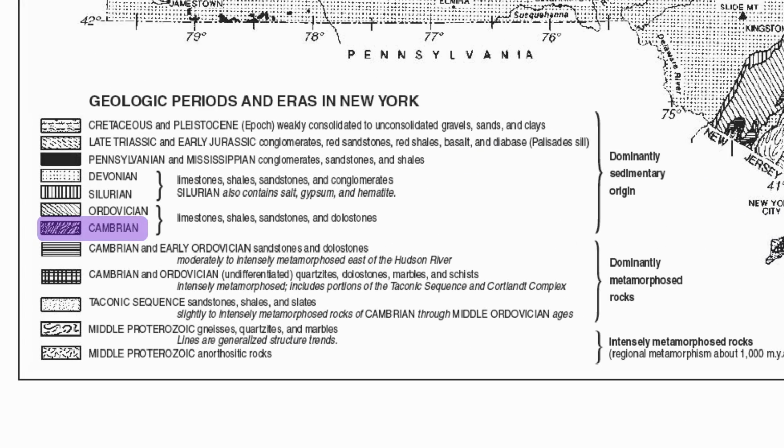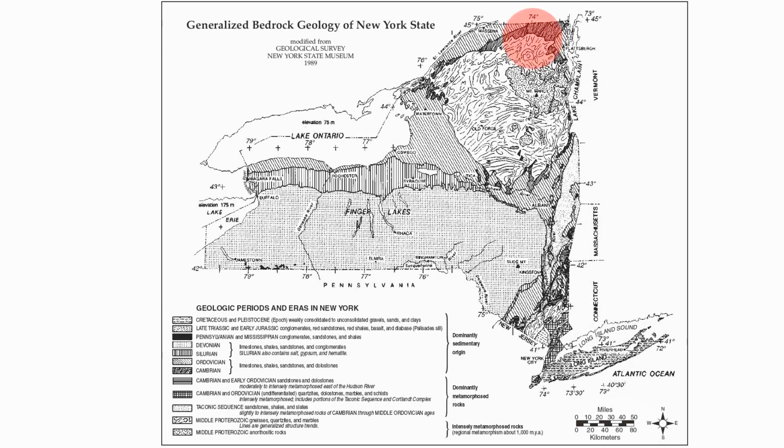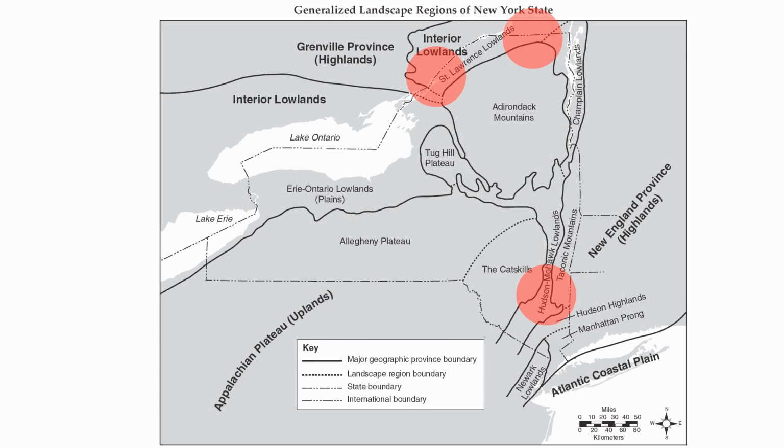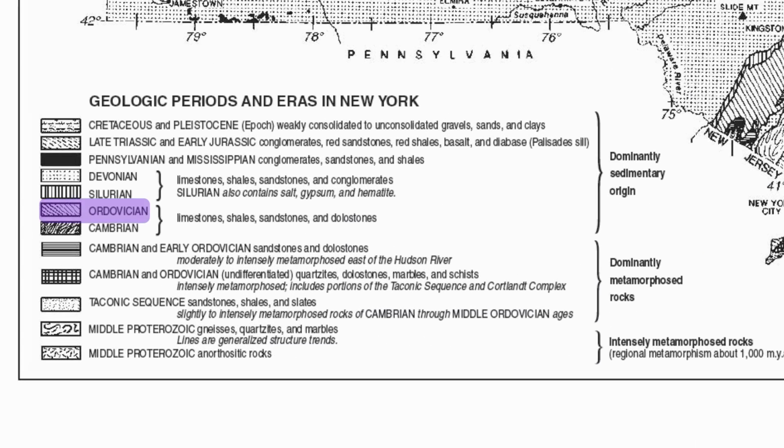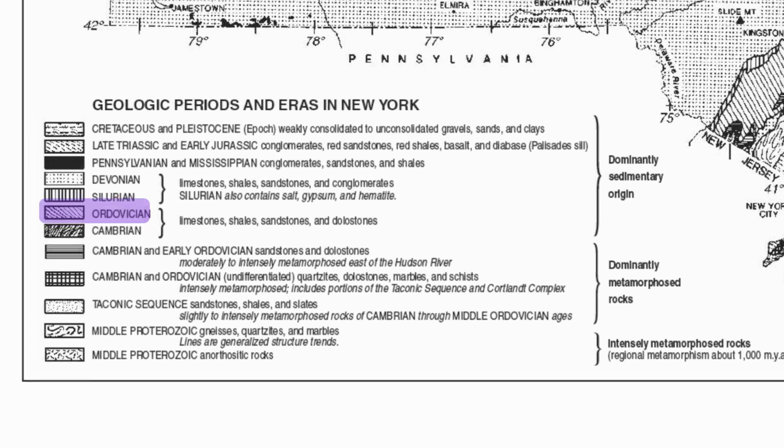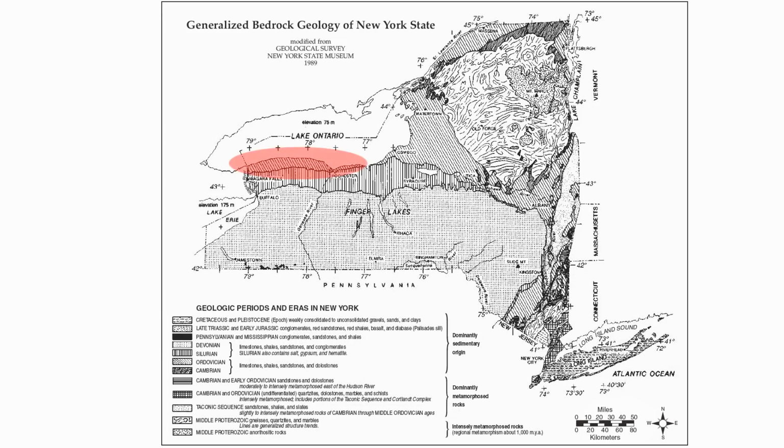The next section up is a Cambrian type of rock that's predominantly going to be sedimentary in nature. That pattern, a good portion of it, is going to be found in northern New York, with the St. Lawrence lowlands, part of the Adirondack Mountains and part of the Hudson Mohawk lowlands. The next pattern up is going to be these slanted lines of Ordovician age rock. These are limestones, shale, sandstones, and dolostones. That pattern is going to be found in these regions here.